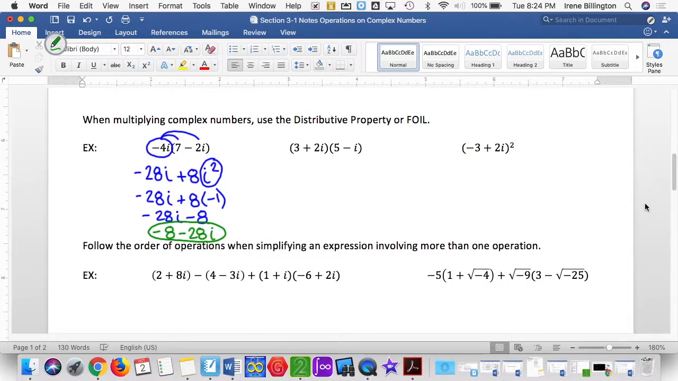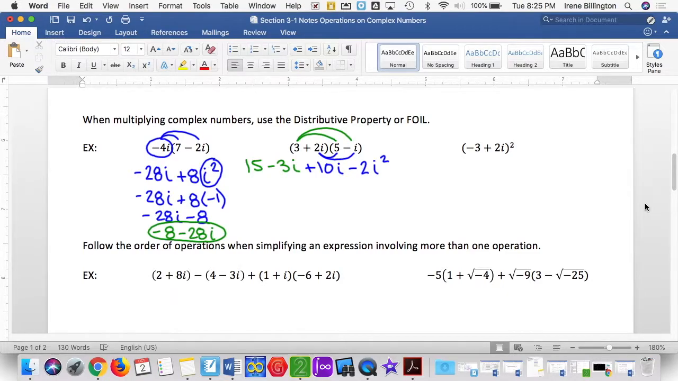So we will take the 3 and we are going to multiply it by the 5 and by the negative 1i. So when I perform that multiplication, I get 15 minus 3i. Now, we're not done with our multiplication because we now need to take the 2i, our second term, and also multiply it by the 5 and the negative 1i. When we multiply 2i and 5, we get positive 10i. And when I multiply 2i and negative 1i, I get negative 2i squared.